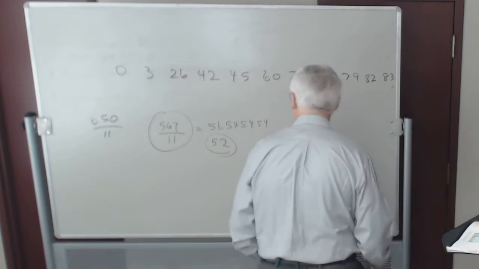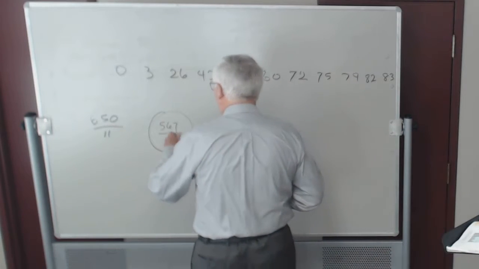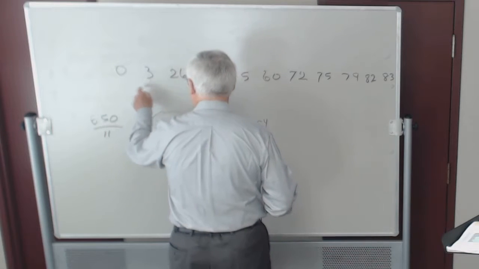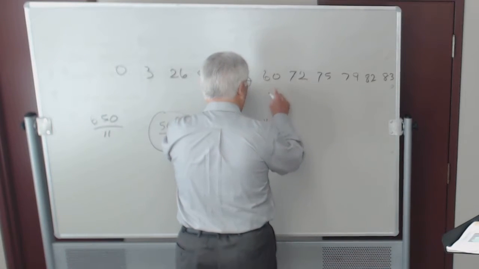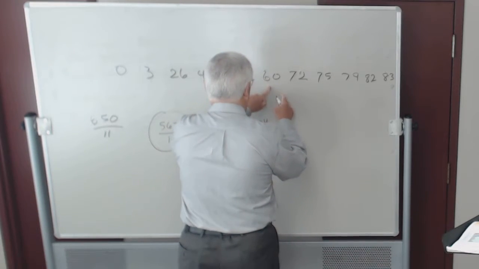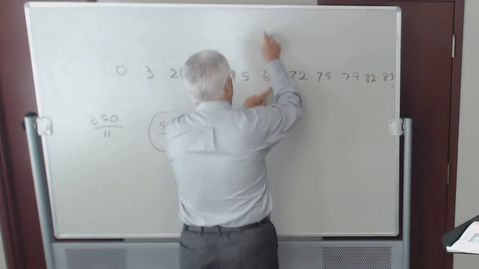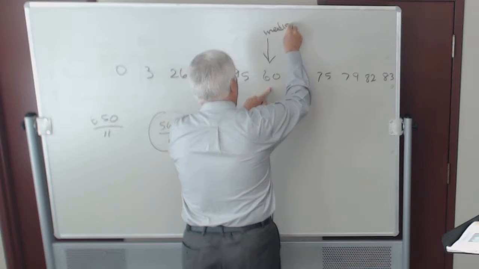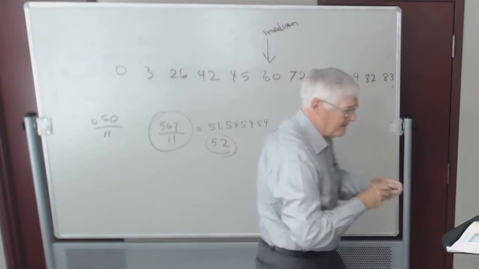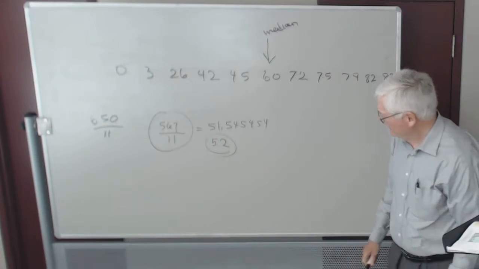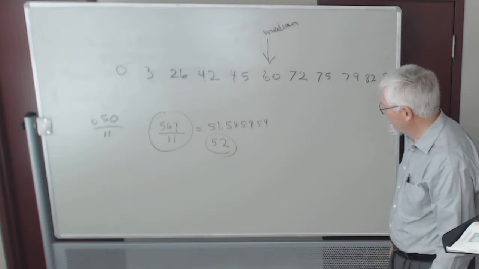The median. There's 11 of them, so that'd be 1, 2, 3, 4, 5 on each side. 1, 2, 3, 4, 5 on that side. So there's the median. Okay? So the median is 60 and the mean is 52.